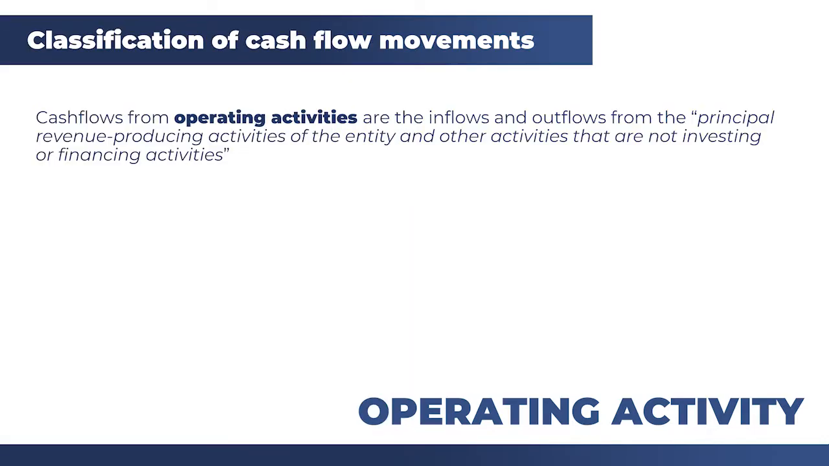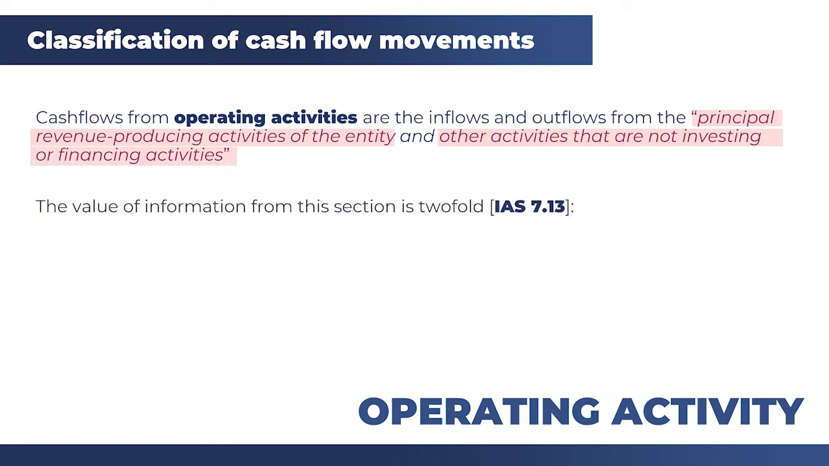Cash flows from operating activities are the inflows and outflows from the principal, revenue-producing activities of the entity, and other activities that are not investing or financing activities. The standard states that the value of the information on operating cash flows is twofold.